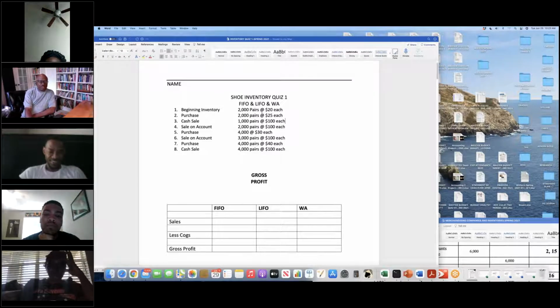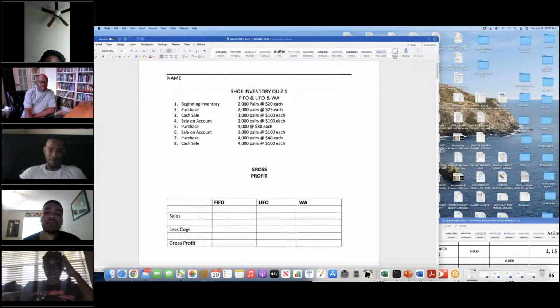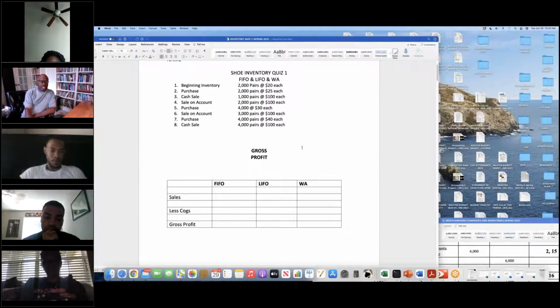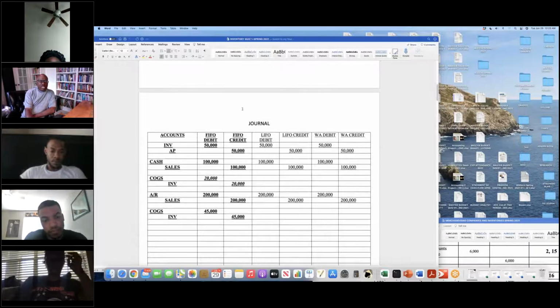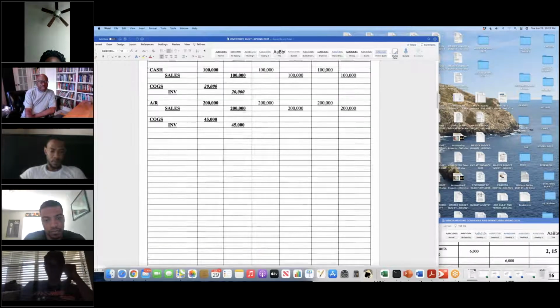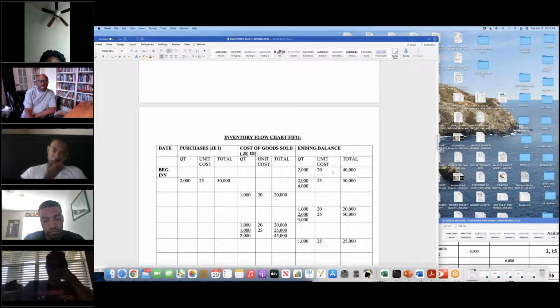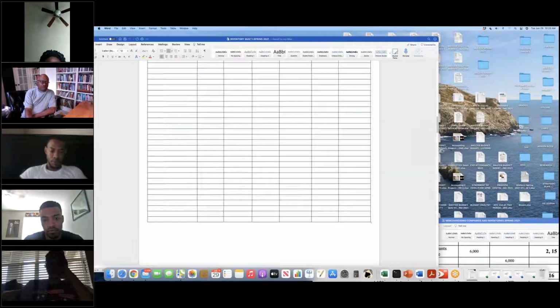The beginning inventory was 2,000 pairs at $20 each. And this is where meeting every day helps, because if you have been away from this 2 or 3 or 4 days, it's more difficult because you hit it the next day. So with the beginning inventory, we listed this 2,000 pairs at 20, and we put that on our inventory chart. 2,000 pairs at 20, $40,000. So that's the first thing on our inventory chart.